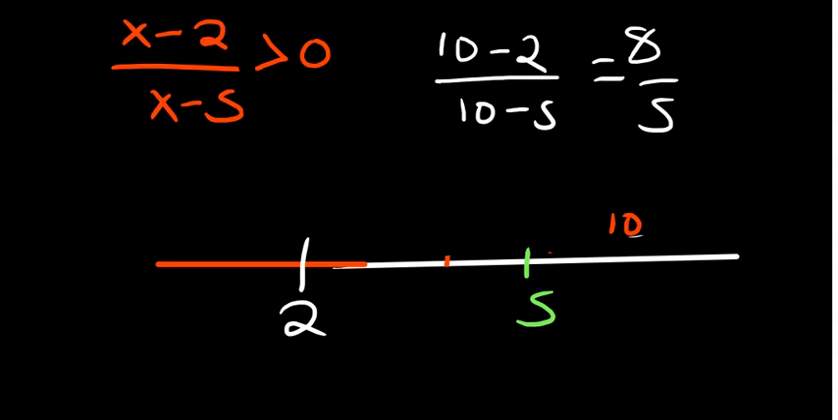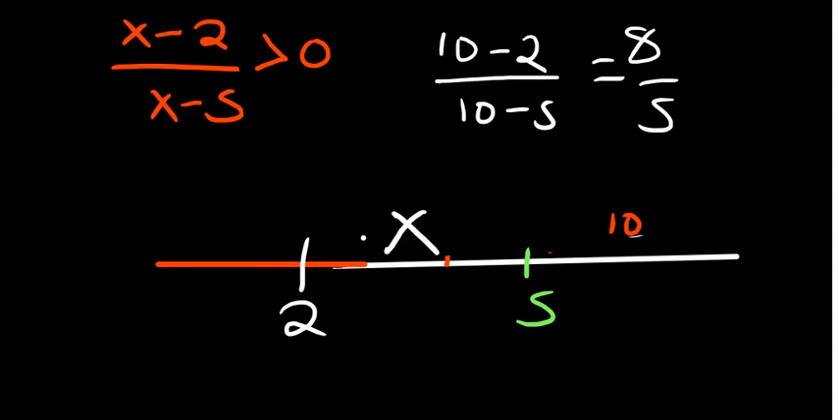So all the values between 2 and 5 are not defining the function, or rather, let's use the word satisfying. They are not satisfying what? The inequality. So this part has refused.